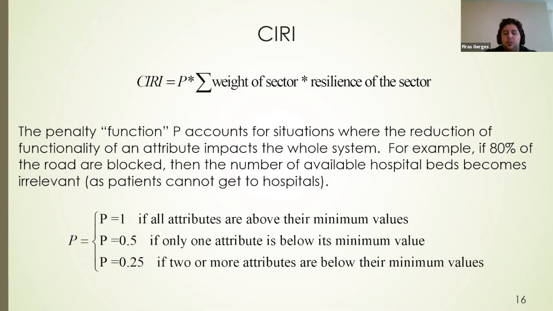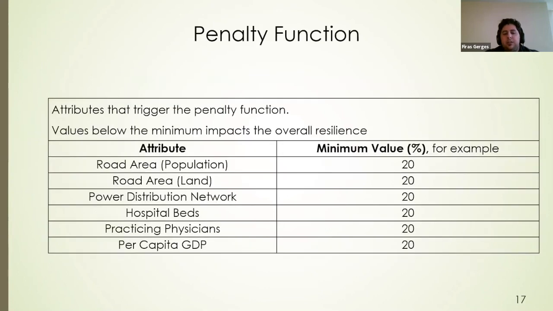0.5 if only one attribute is below its minimum value, and 0.25 if two or more attributes are below their minimum values. By default, of course, we didn't assume that every attribute is critical in terms of the penalty, and we have the road area, power distribution network, hospital beds, practicing physicians, and per capita GDP as the main critical attributes. However, using our system, anyone can change these as they see fit, and the default threshold for each one of them is 20%. Again, these are examples, and anyone can change them within the tool.